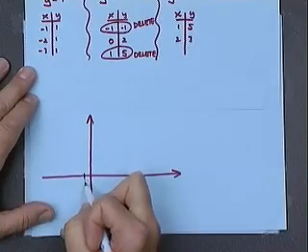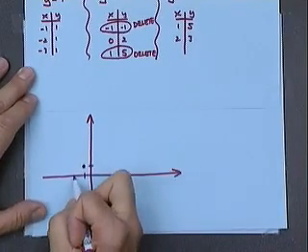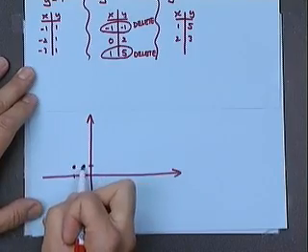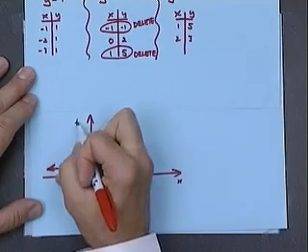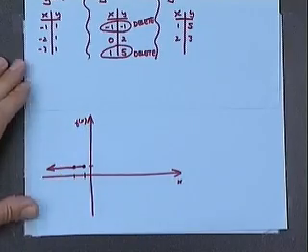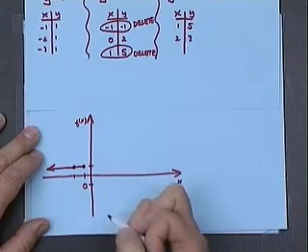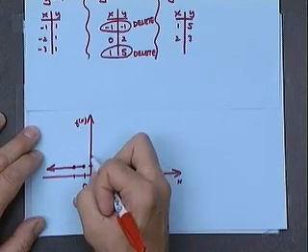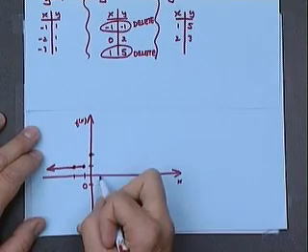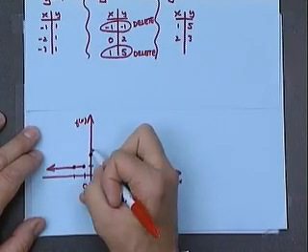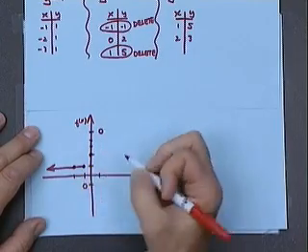So -1, 1, -2, 1, and so on. -1, -1 is an open circle. 0, 2 is included. And 1, 5 is an open circle.